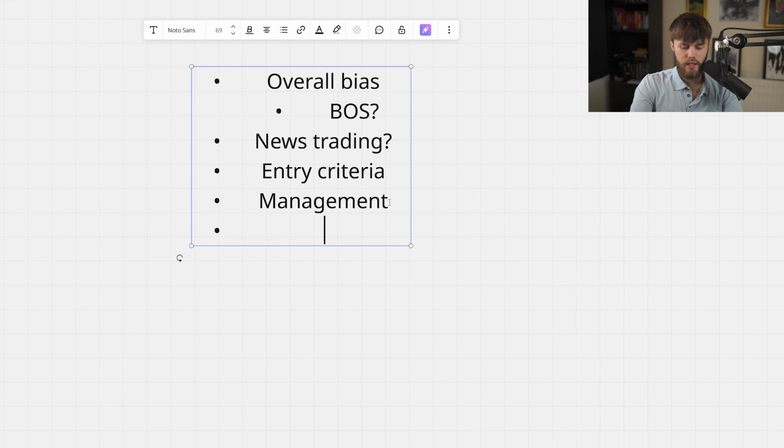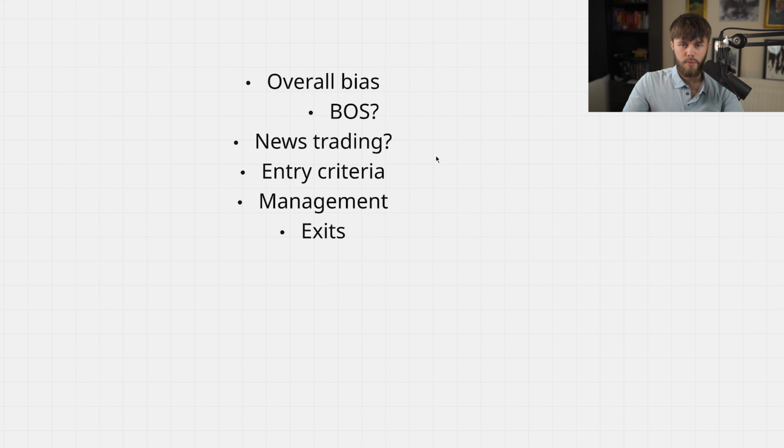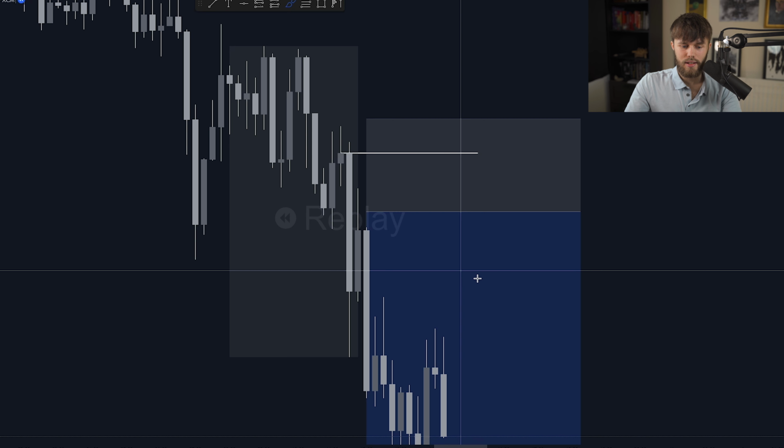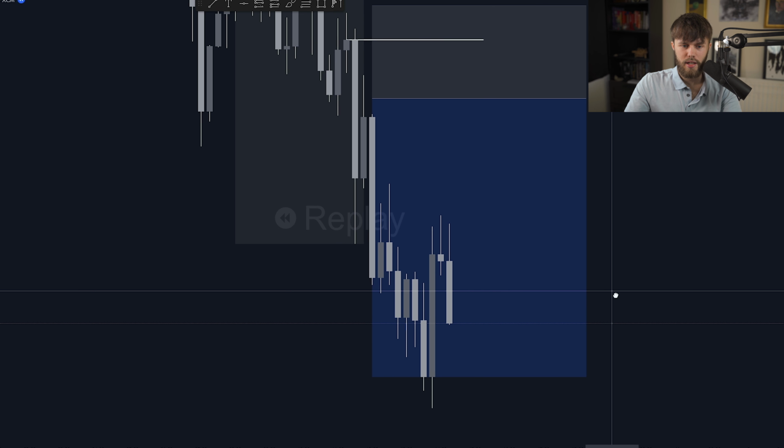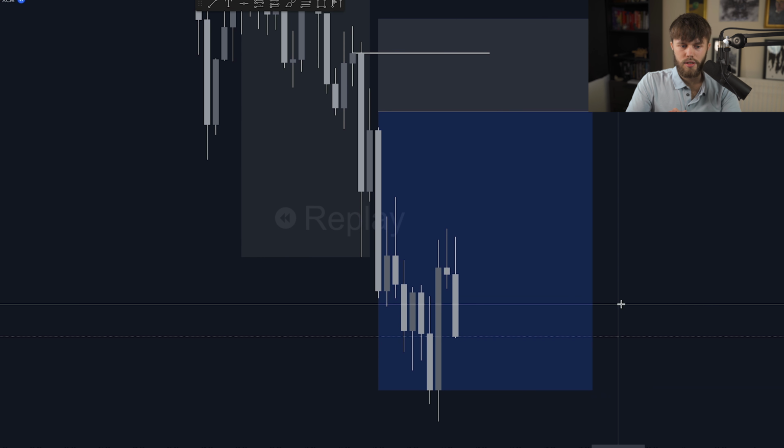And the last point is exits. And this is very important as well, because when you are exiting a position, you need to know why you're exiting. This one was obvious here because we just exited the trade because the TP hit. But many traders, they'll close early because they see price rejecting. So I'll do an example here.